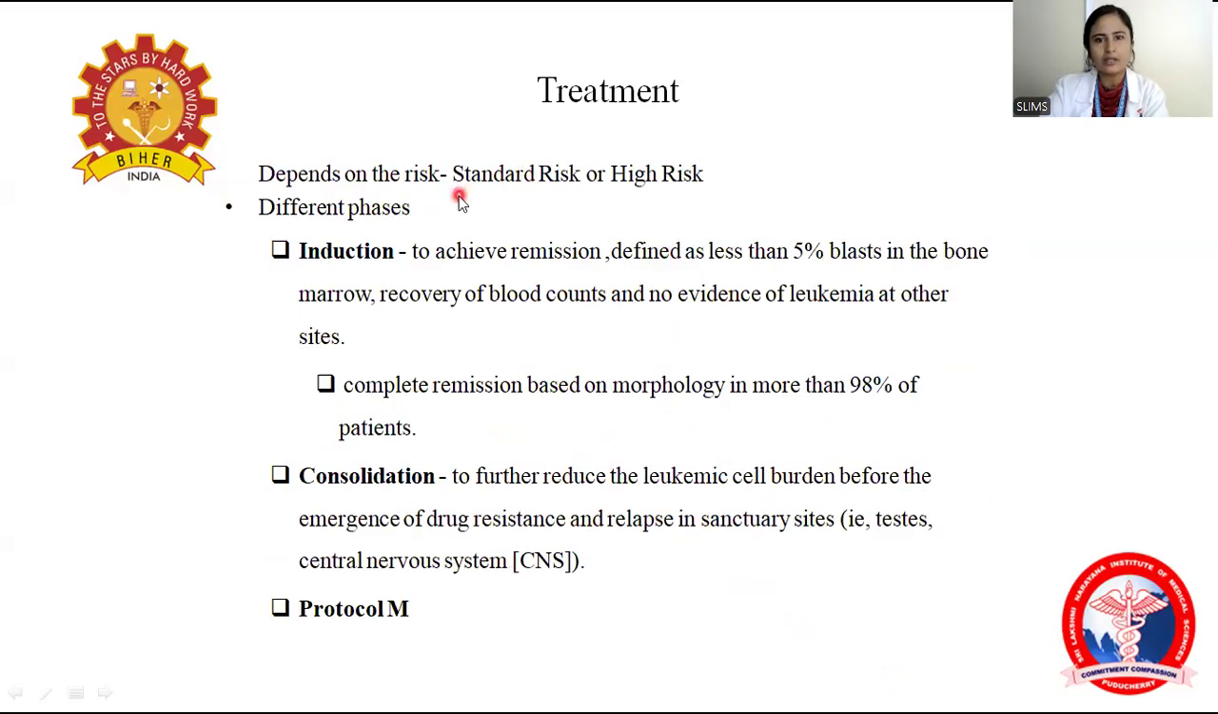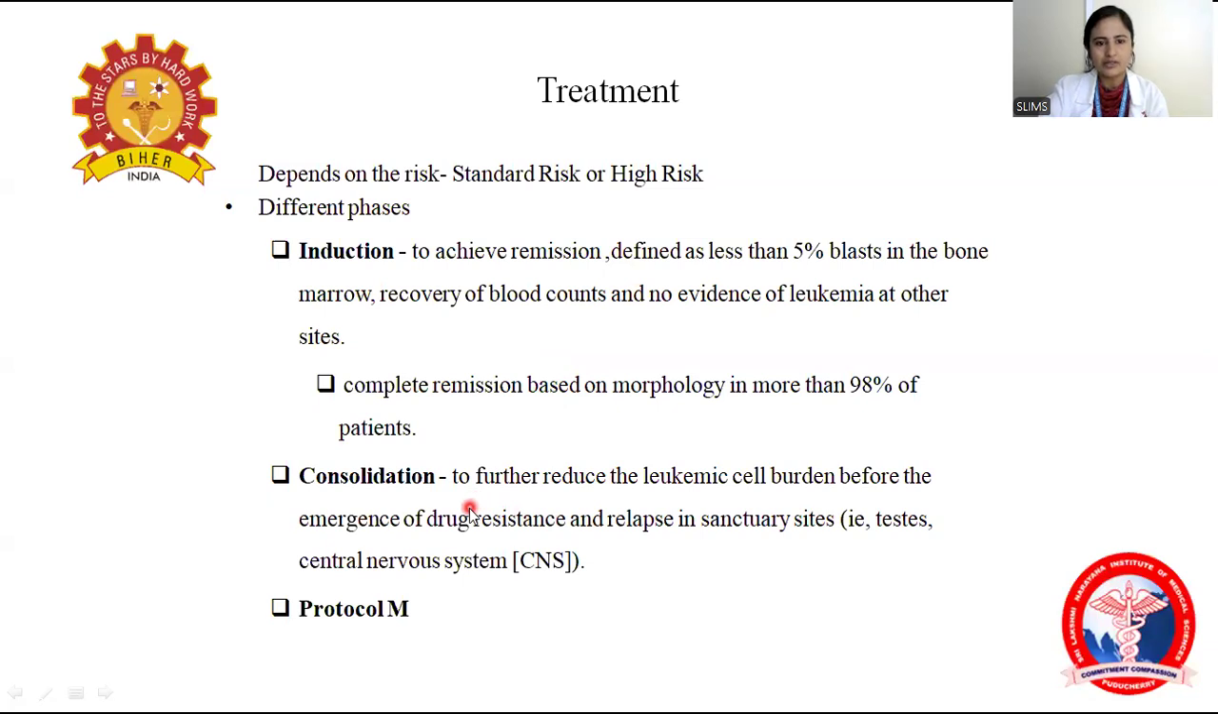Depending on the risk, either standard risk or high risk, we will put them into different phases of the protocol. One is induction. Induction is where we are giving chemotherapy to achieve remission. What does remission mean? After the period of induction chemotherapy, they should have less than 5% blasts in the bone marrow, recovery of blood count, and no evidence of leukemia at the other sites. Then it is a complete remission.